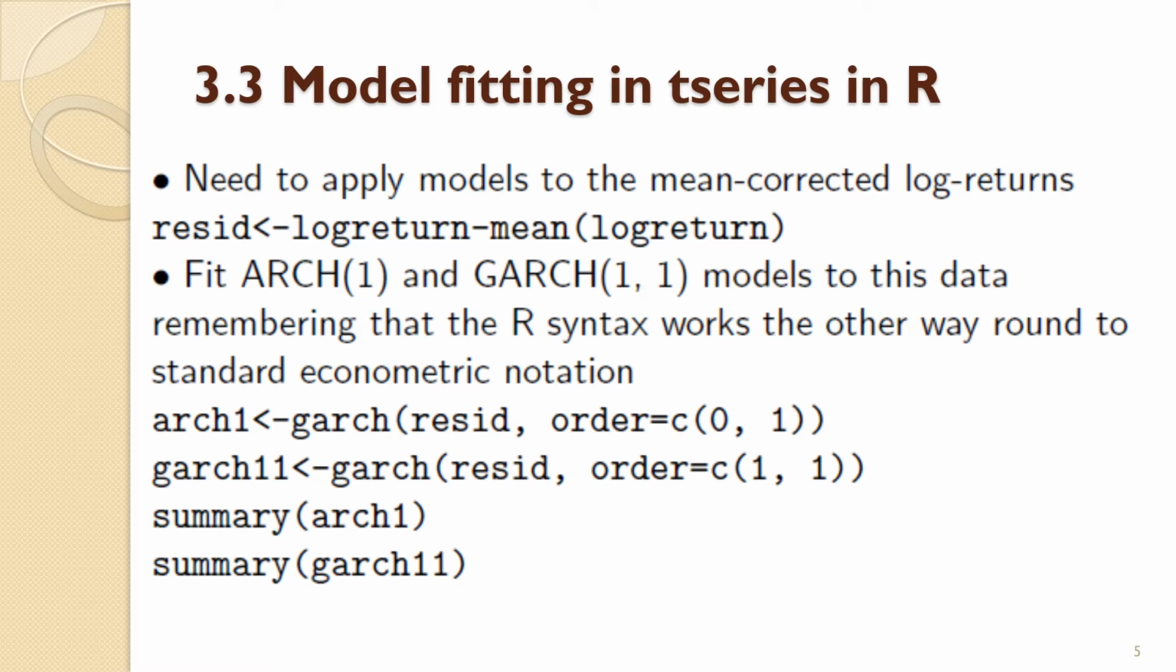So for the first one, what we're going to do is apply this garch command to the series resid that we've identified at the top of the slide, and the order is c(0,1), so this is GARCH term 0, ARCH term 1. And then for the GARCH(1,1) model, it's the same garch command applied to the same residual series. Now it's order c(1,1), so it's GARCH order 1, ARCH order 1.